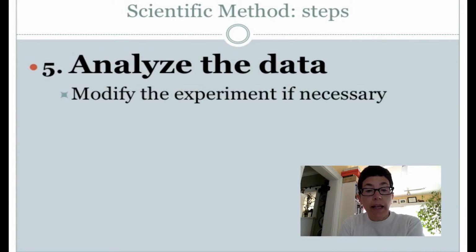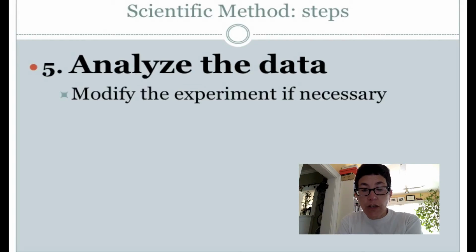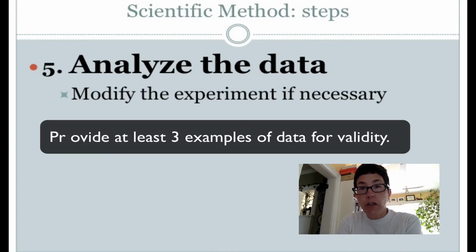Step 5. Analyze the data. Look at what your data is suggesting. What patterns or trends can you deduce from your graphs? Are there any changes that you would need to make to your experiment to get the data you need? Make sure you have evidence to support your findings.